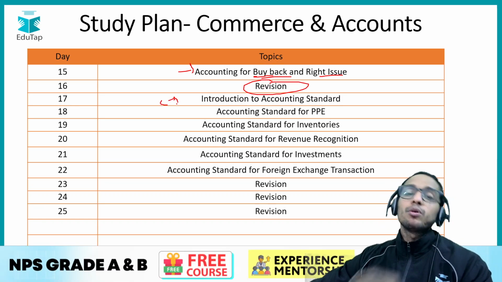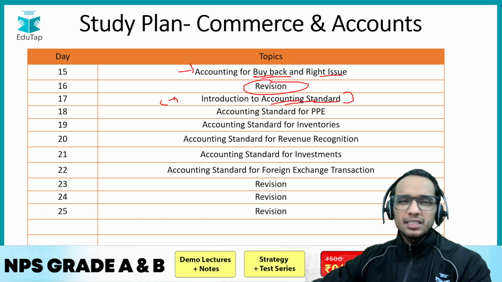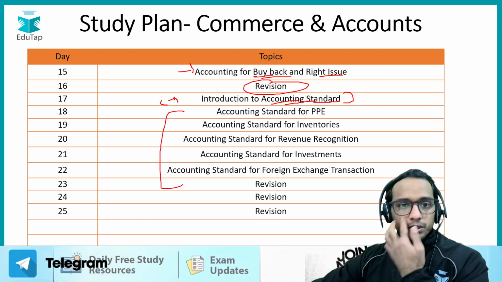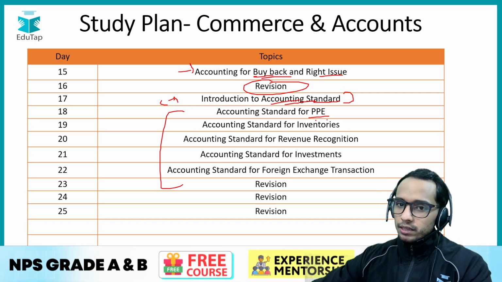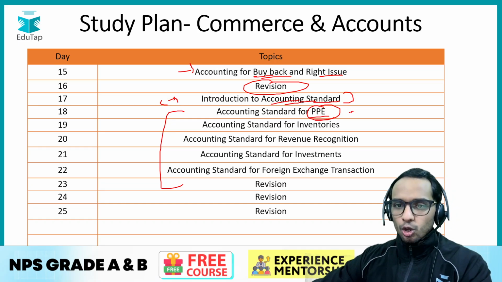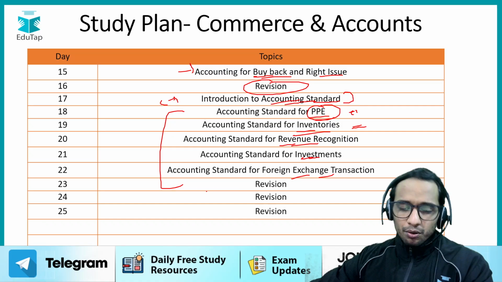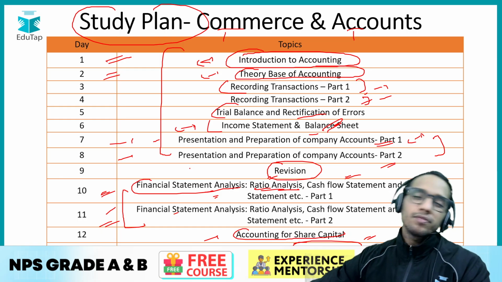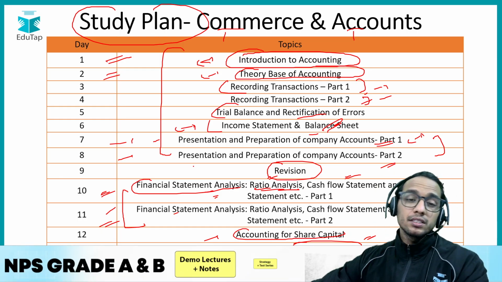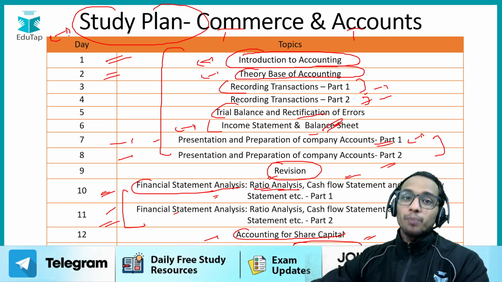And from the 17th day, you are going to start accounting standards, important and lengthy as well. For accounting standards, the first chapter is easy, introduction to accounting standards. But on the rest of the days, you are going to study the accounting standards for different aspects. Like on the 18th day, you will have PPE, property, plant and equipment. Then on the 19th day, you can study the accounting standard for inventories, then revenue recognition, then investments, then foreign exchange transactions. Now you have the 23rd, 24th and 25th days to revise all of the topics that you have covered till now. So this is how you can prepare within 25 days by making this study plan and sticking to it. Only making the plan is not going to help you, right?